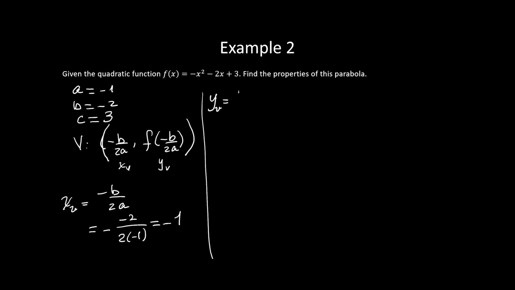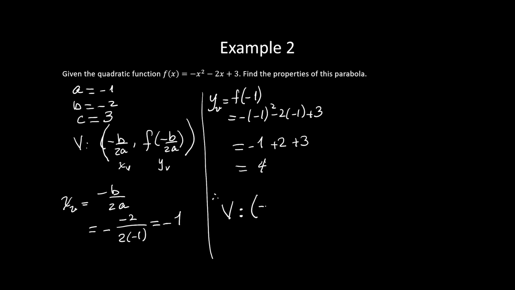The vertex is basically the function at negative 1. So negative 1 squared minus 2 times negative 1 plus 3. This is negative 1 plus 2 plus 3, which is 4. So therefore the vertex is at negative 1, 4, and the parabola opens down. So we should expect a maximum at the vertex.